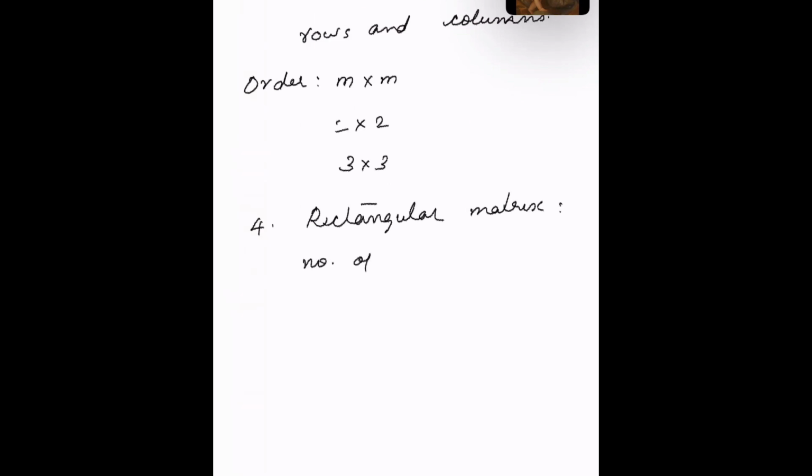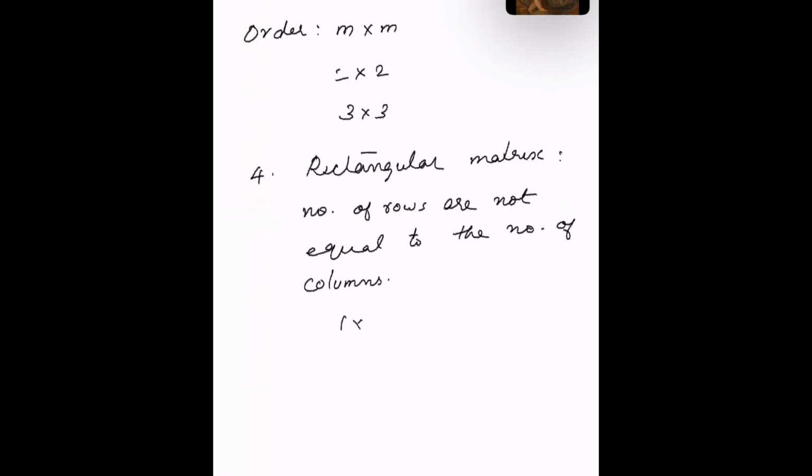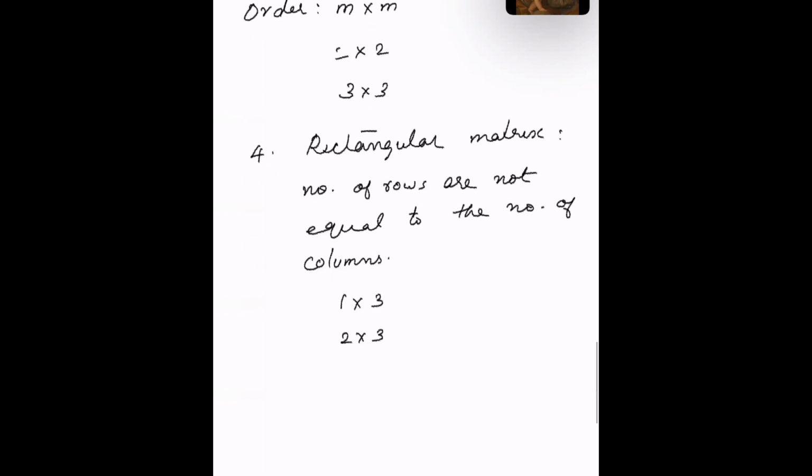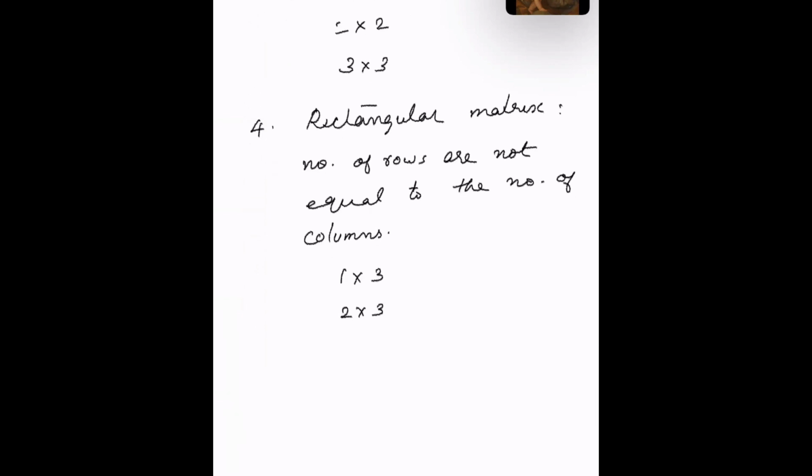The number of rows is not equal to the number of columns in the case of a rectangular matrix. So any matrix, if I take 1 by 3 or 2 by 3, look at the number of rows and number of columns. When they are different, those kinds of matrices are called rectangular matrices. So you just look at the order. If in the order the number of rows and columns are different, it's a rectangular matrix. That's it.